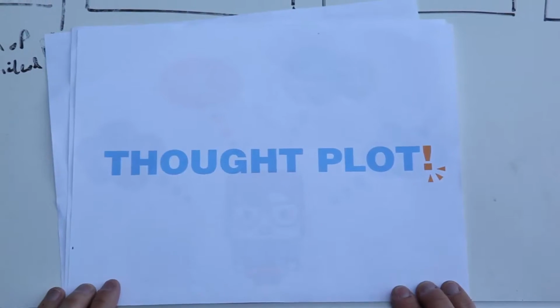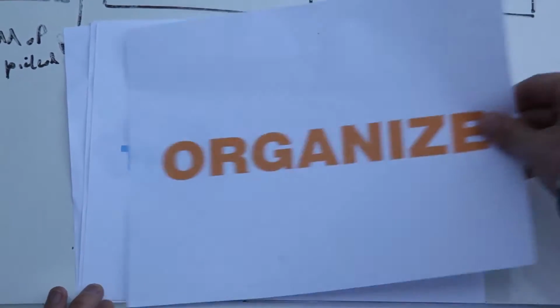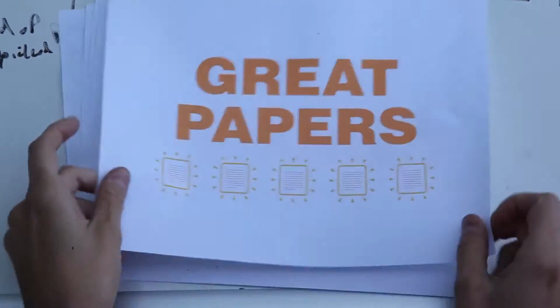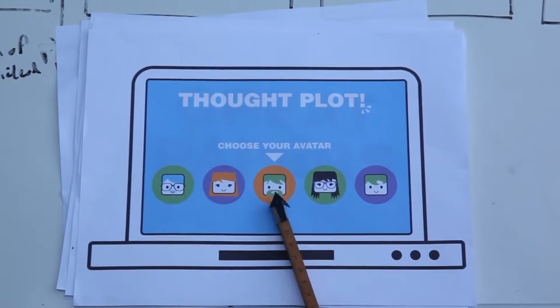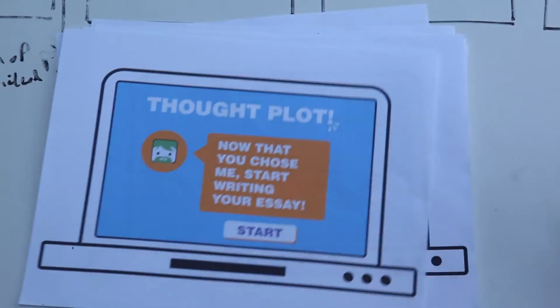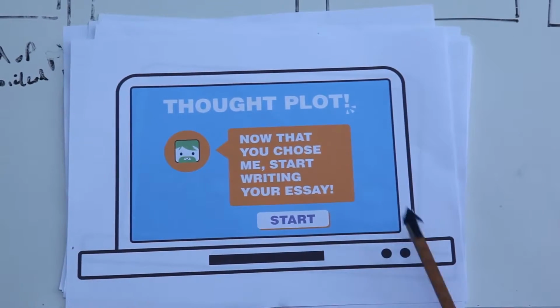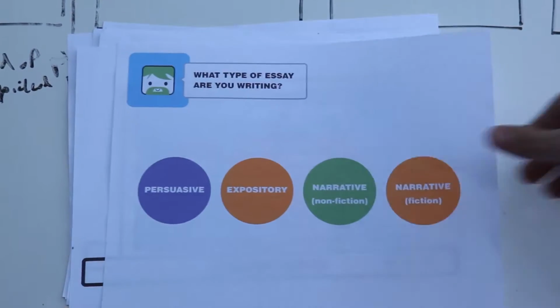ThoughtPlot! ThoughtPlot is a tool that helps students organize their ideas and write well-structured papers. The student begins their experience by creating an avatar. This avatar will be the muse that helps guide them through the writing experience, providing hints and suggestions along the way. This provides students with a fun, dynamic writing experience.